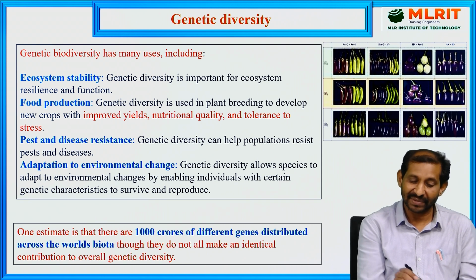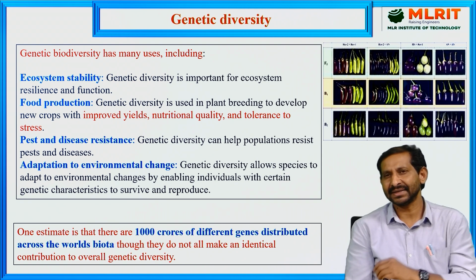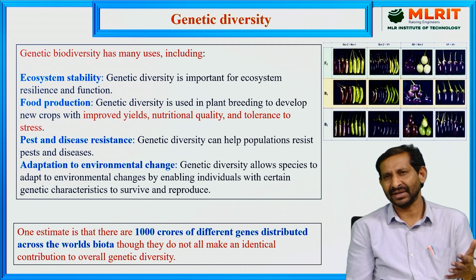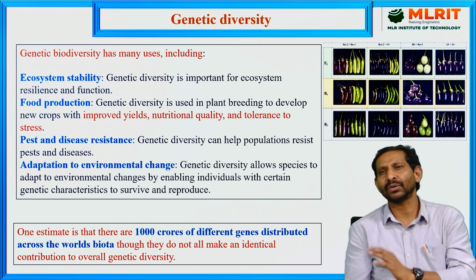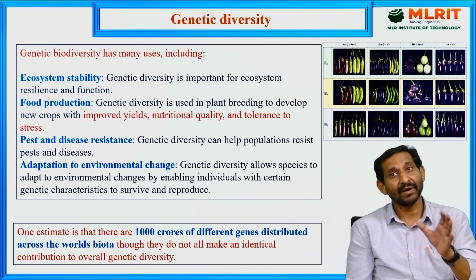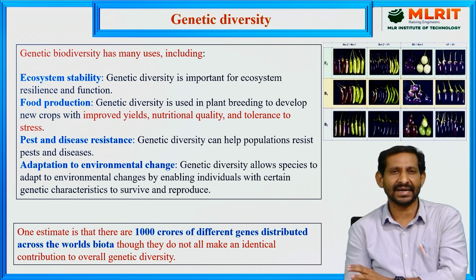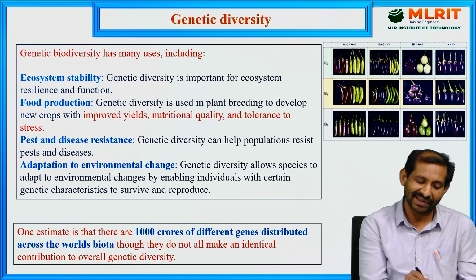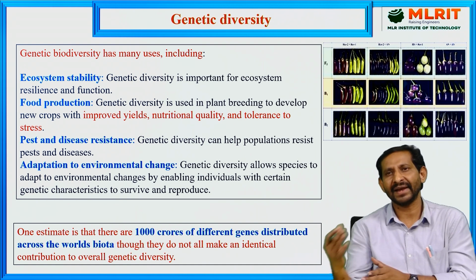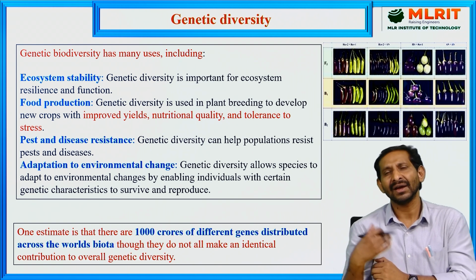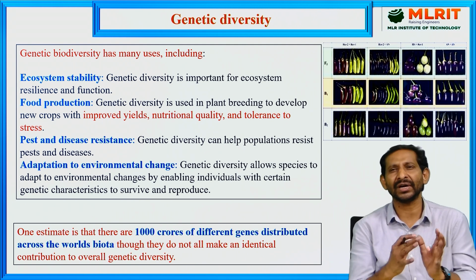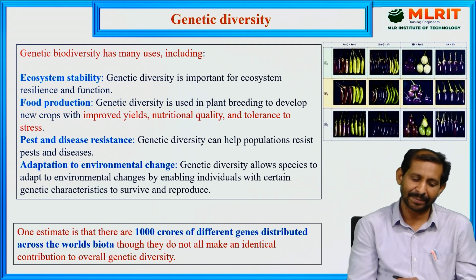Adaptation to environmental change. For example, under some climatic conditions, some food items do not grow, because of temperature or heat, and do not grow properly. Once gene modification takes place, the crop adapts to those environmental conditions, whether temperature, rainy seasons, or heat, and grows and gives yields. That is adaptation to environmental change.